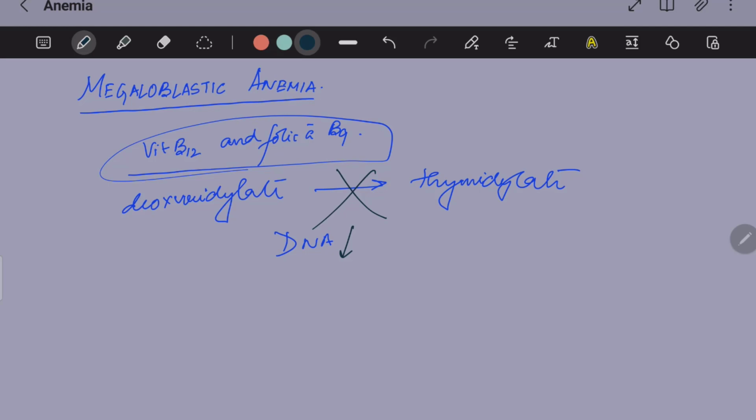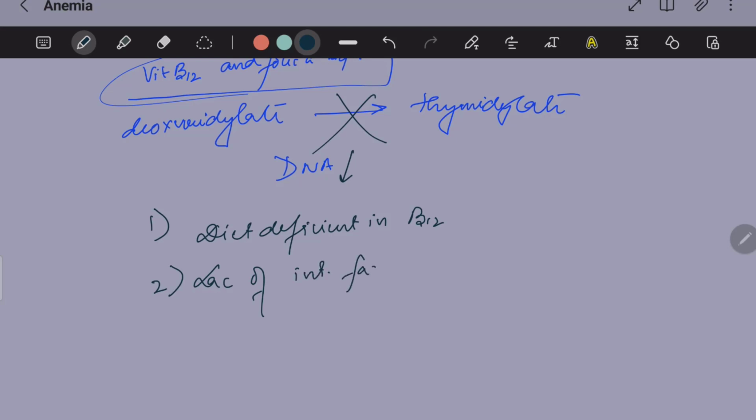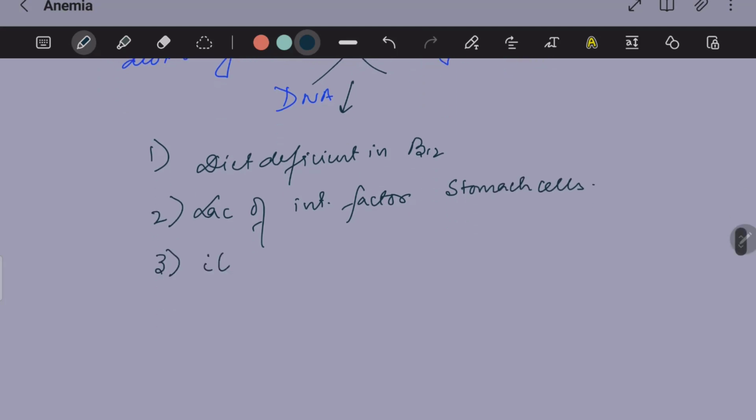Now, deficiency of vitamin B12 may occur because of three reasons. First of all, due to a diet deficient in B12. Secondly, due to the lack of intrinsic factor secretion by the stomach cells. And third, maybe if the ileum is removed surgically.